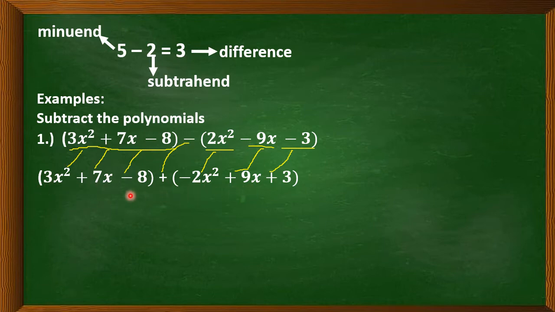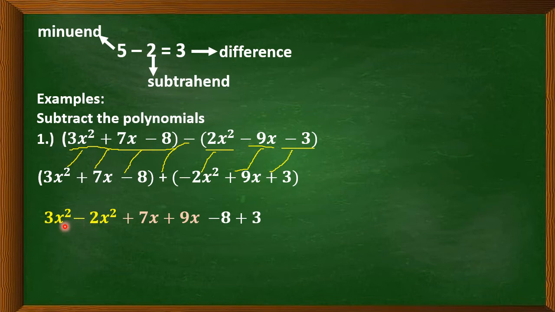Now we have to remove the grouping symbols and combine similar terms. Remember that similar terms are those terms that have the same literal coefficients. So here we have 3x squared as well as negative 2x squared. Then we also have 7x and 9x. And lastly, we have negative 8 and positive 3. We'll simplify. So 3x squared minus 2x squared, so 3 minus 2, that is already 1.